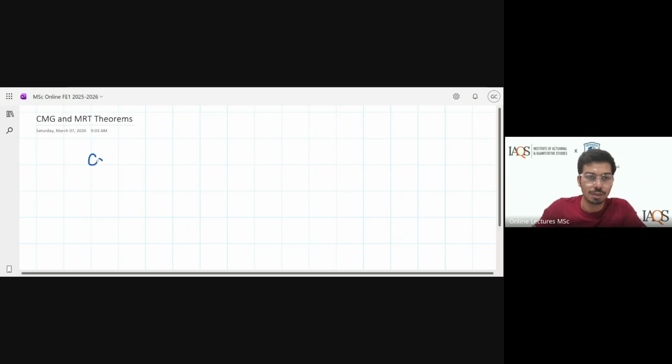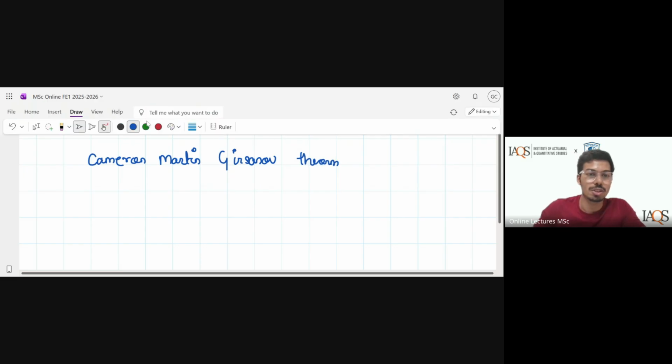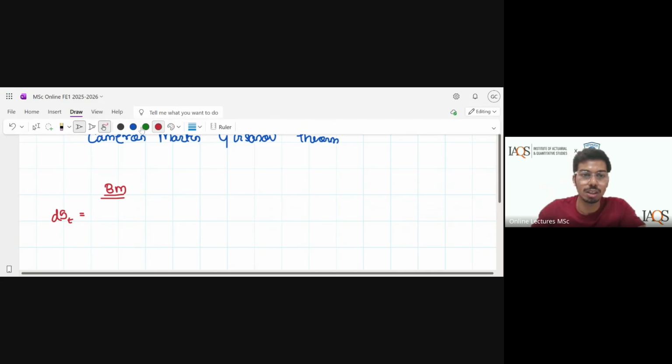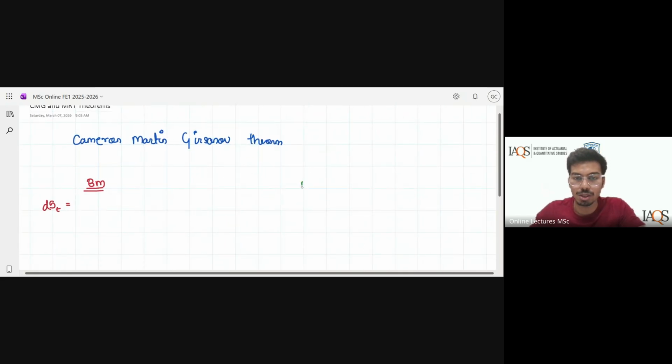As we've seen, the full form of CMG is Cameron, Martin, Girsanov theorem. Let's see how much we know about this. Can you all tell me, under Brownian motion in Ito's lemma framework, what is the SDE form of the share price process? dST is equal to what? Under Brownian motion, and then we'll do it under the Black-Scholes model.